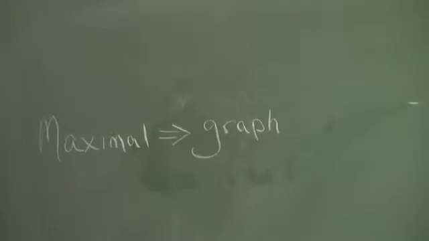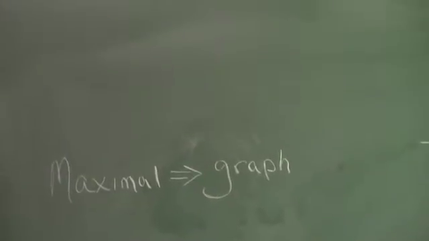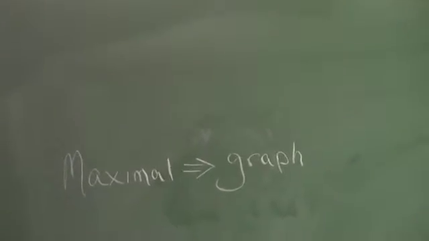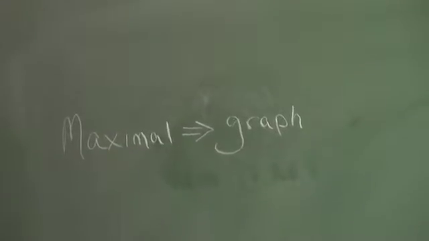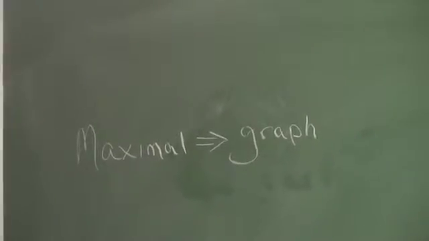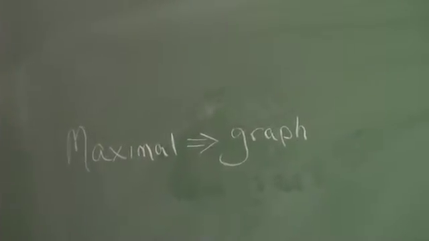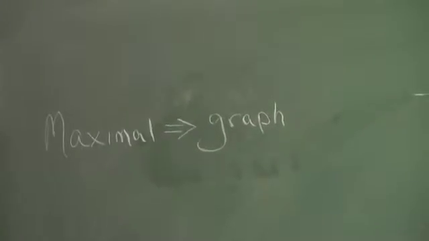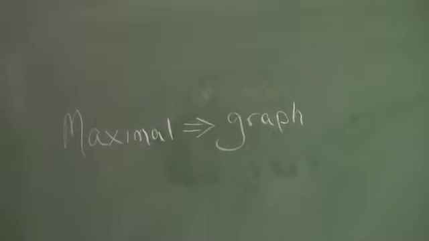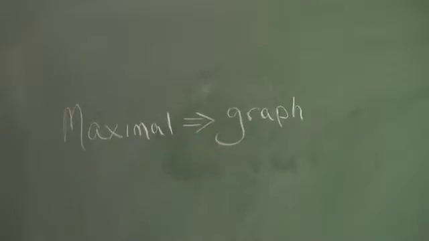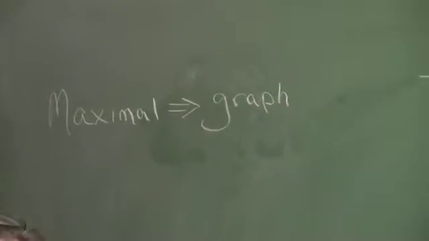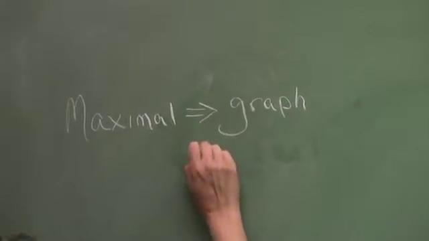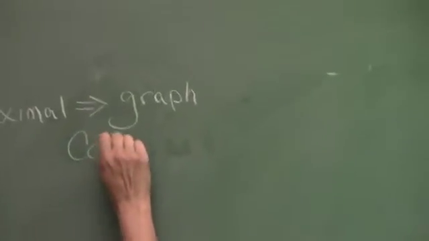Does the arrow go both ways or just one way? I don't know how to start it. Suppose R is not maximal? Are we contradicting? Yeah, this is a contrapositive. Oh, contrapositive. Interesting.